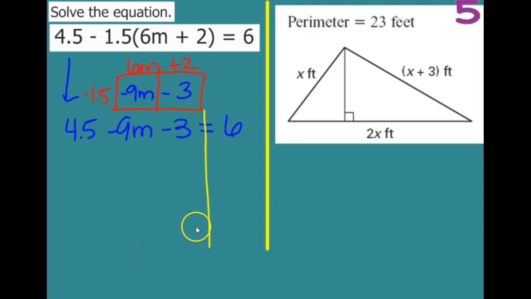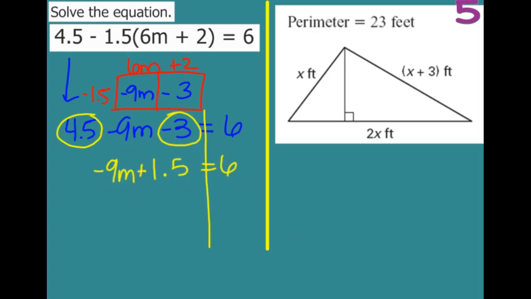If you have questions, please make sure to stop and ask as well. So we have some like terms here. 4.5 minus 3, well 4 minus 3 is 1, and we have the 0.5. So we have negative 9m plus 1.5 equals 6. So we need to get rid of this 1.5. I'm going to subtract 1.5, the opposite of what we see. We have negative 9m. And 6 minus 1 is 5, but minus another 0.5 would be 4.5.